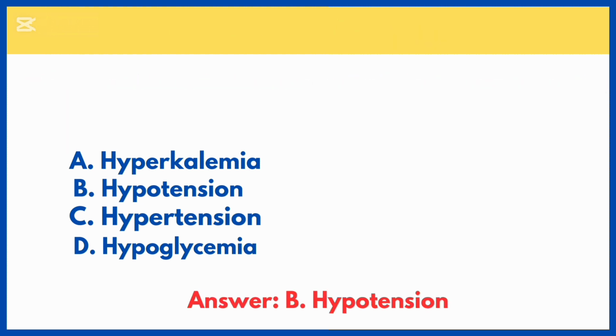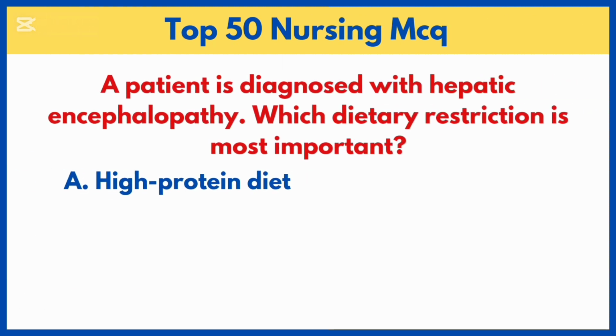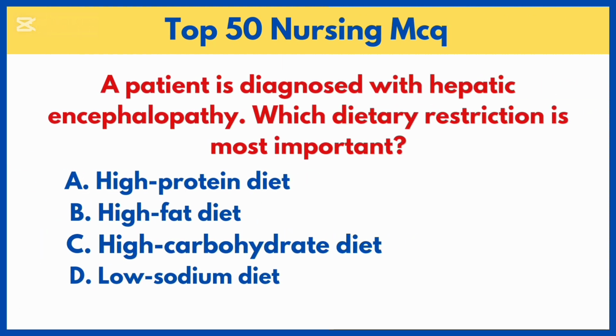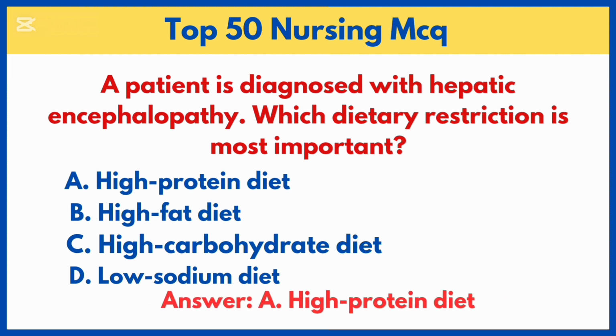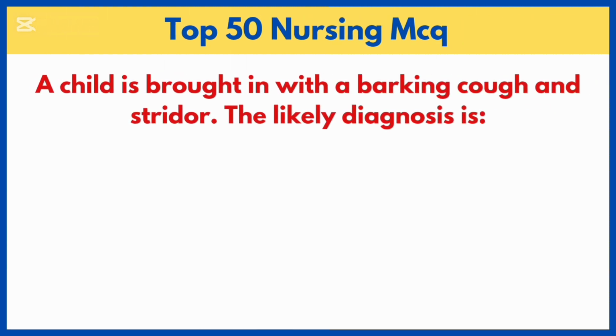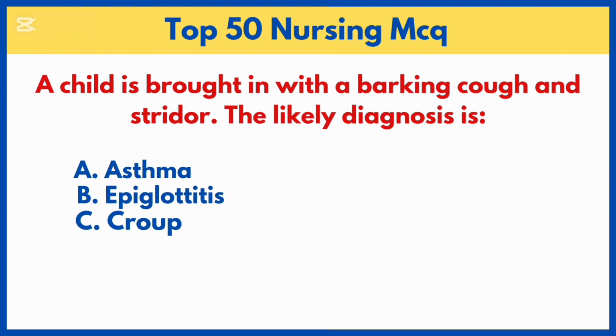Hypotension. A patient is diagnosed with hepatic encephalopathy. Which dietary restriction is most important? Correct answer is option A. High protein diet. A child is brought in with a barking cough and stridor. The likely diagnosis is. Correct answer is option C.